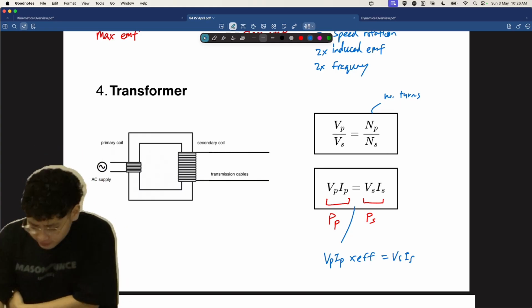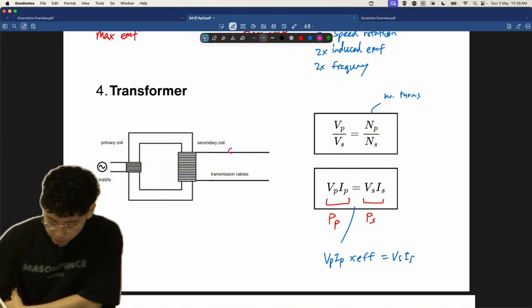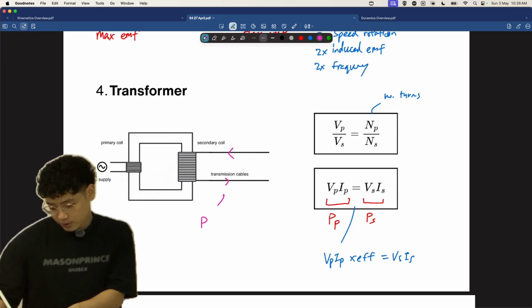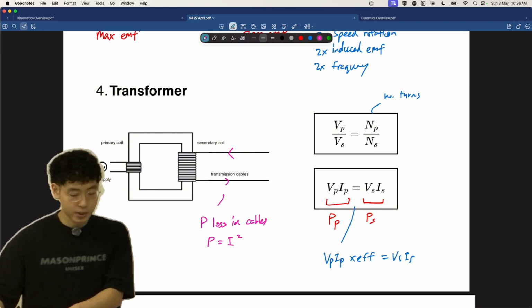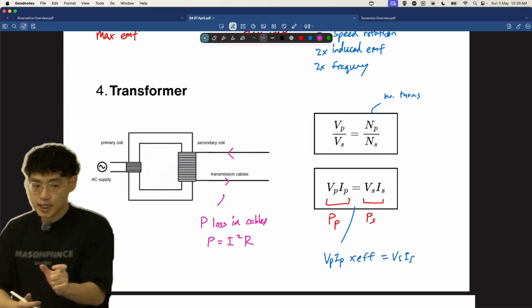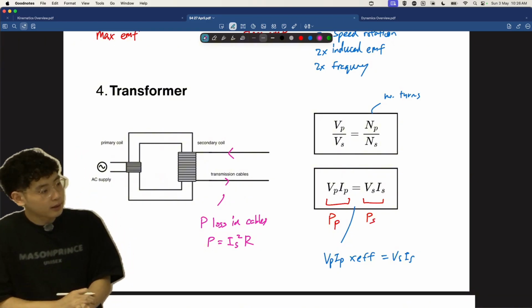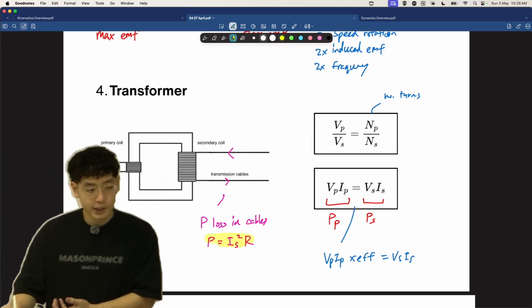My last question is something they like to test a lot. It's about power loss in the transmission cables. Cliff, can you tell me, what formula do we use for power loss in the transmission cables? P equals I squared R, right? For power loss in the cables, we must always use P equals I squared R. More specifically, which current? Secondary current. We will never use P equals IV or P equals V squared over R.